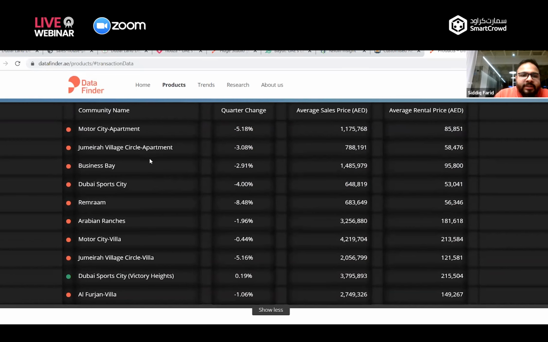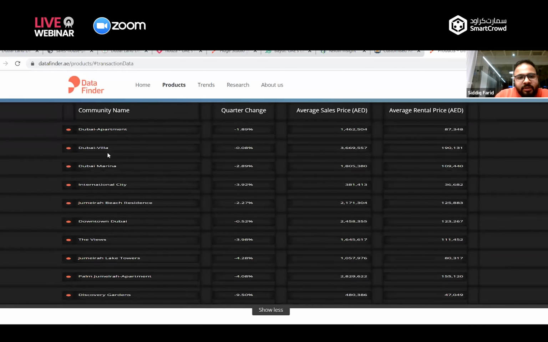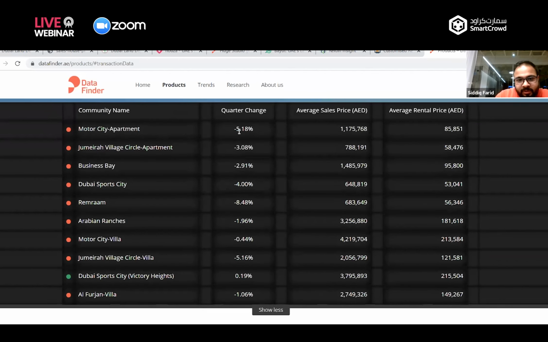So you can see Motor City quarter change. Where was Motor City? It ran away. So we'll come back. Motor City. This is a ticker. What's happening on a quarter by quarter basis? So there was a negative 5% change.